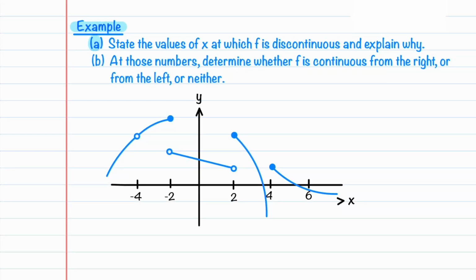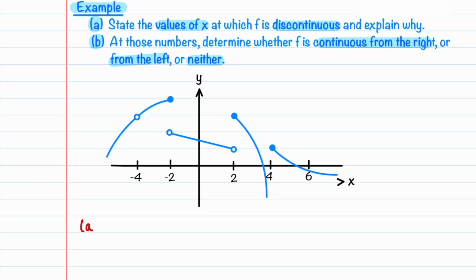In Part A, we are going to state the values of x at which our function f is discontinuous and then explain why. In Part B, at those numbers where our function is discontinuous, we are going to determine whether our function is continuous from the right, from the left, or neither. A function can be discontinuous at a point, but still be continuous at that point from the left or from the right. Let's see how this works.